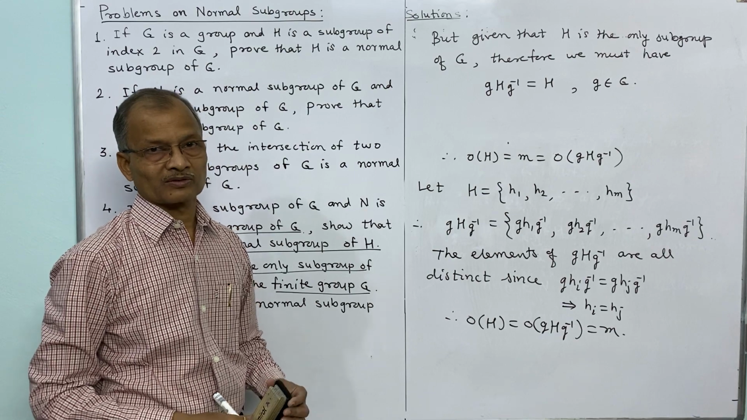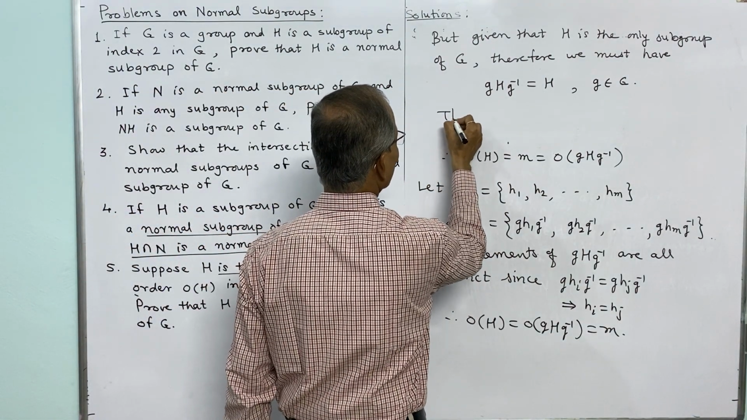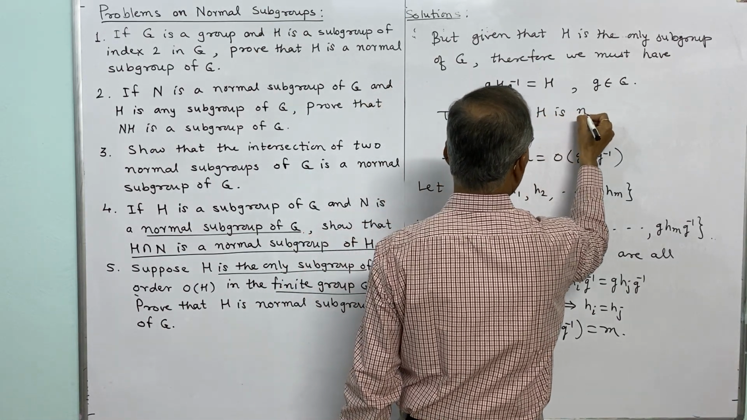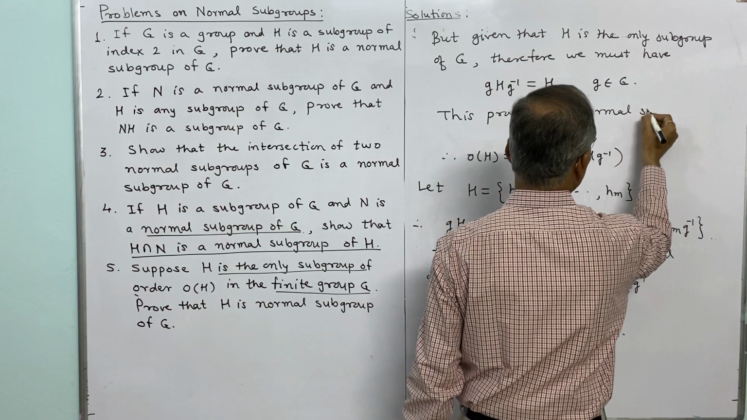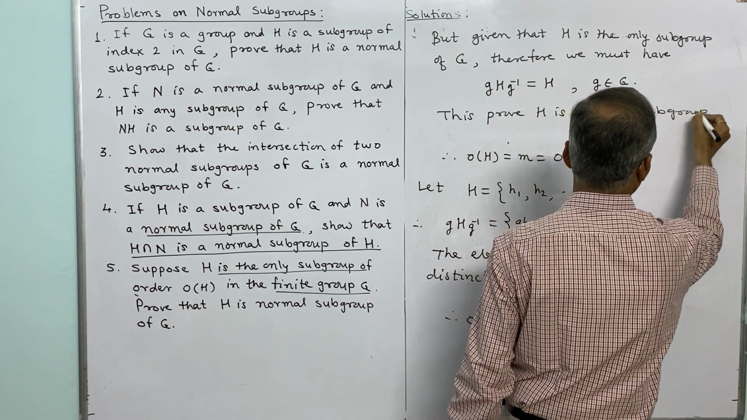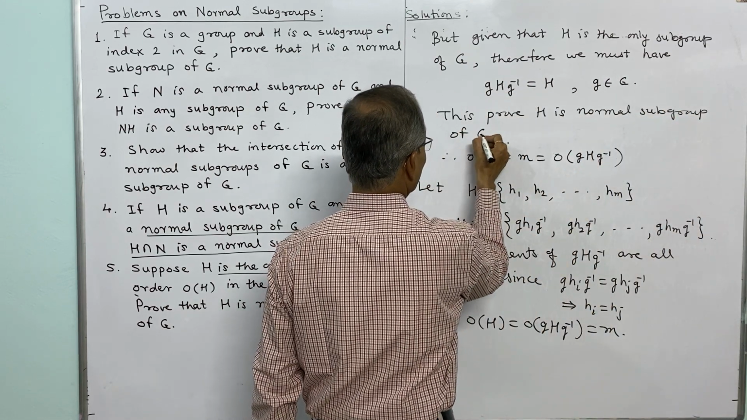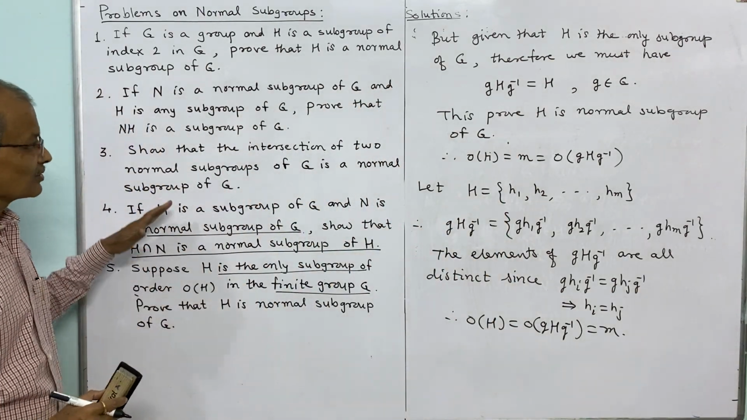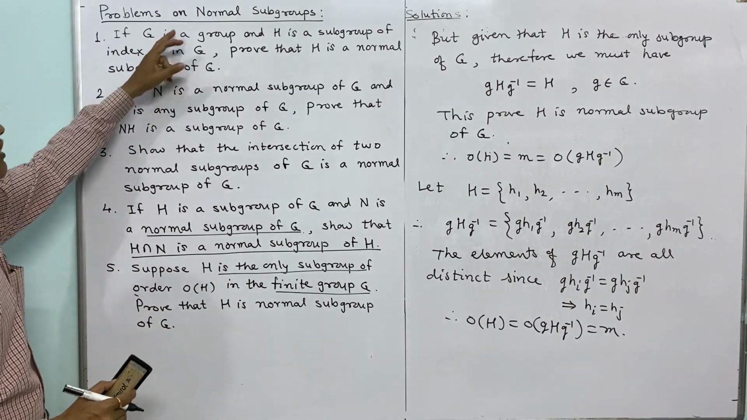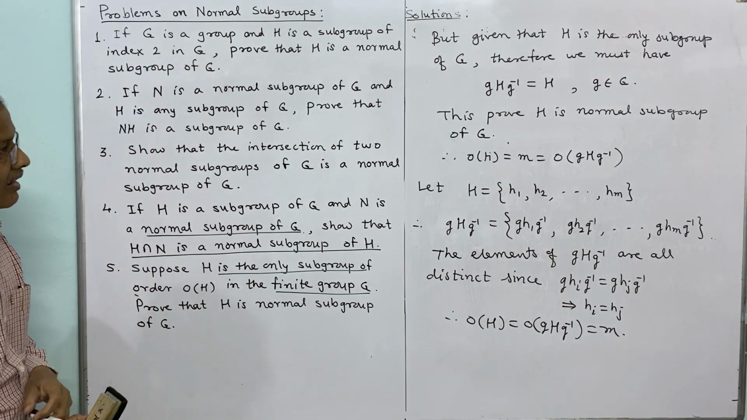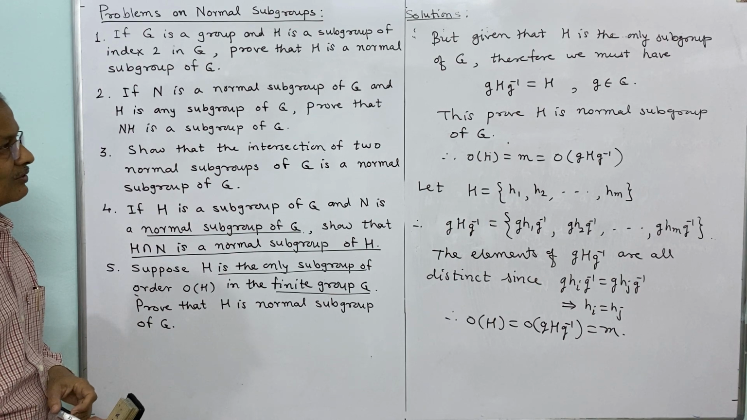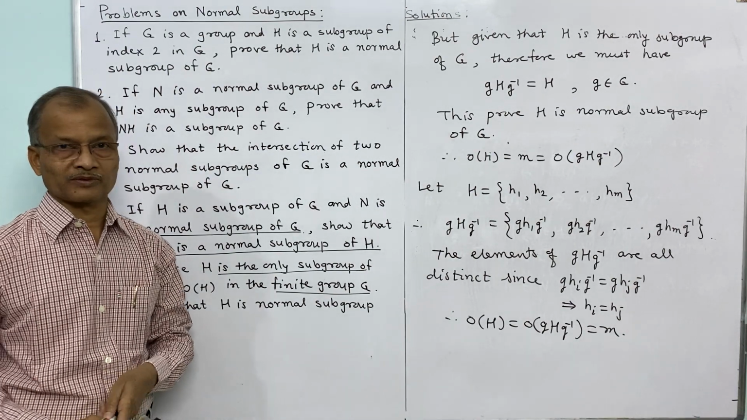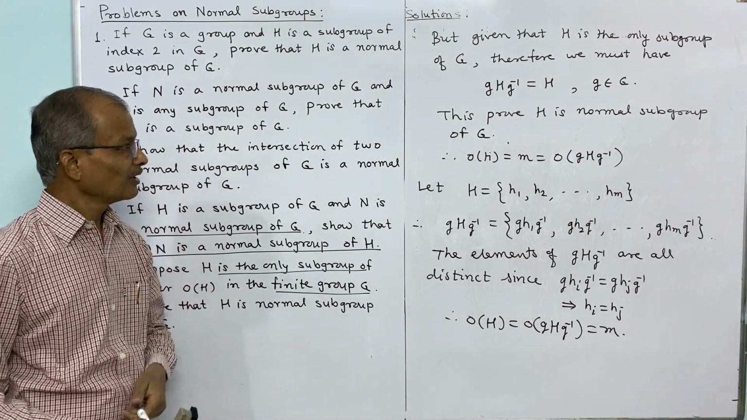We have the lemma for this. So this proves H is a normal subgroup of G, and this completes the solution of the fifth problem. Thus we have solved these few problems on normal subgroups. Next time we shall discuss the important concept of homomorphism in groups. Thank you.